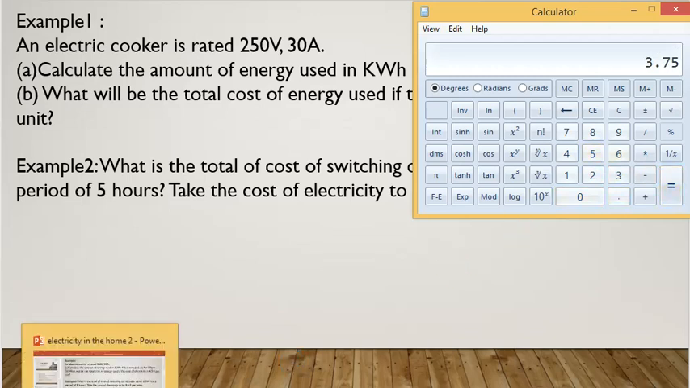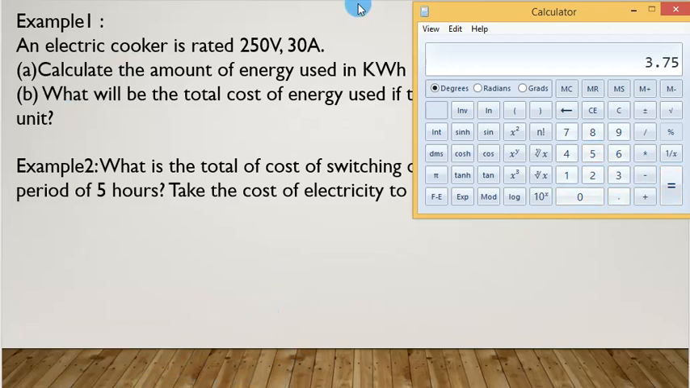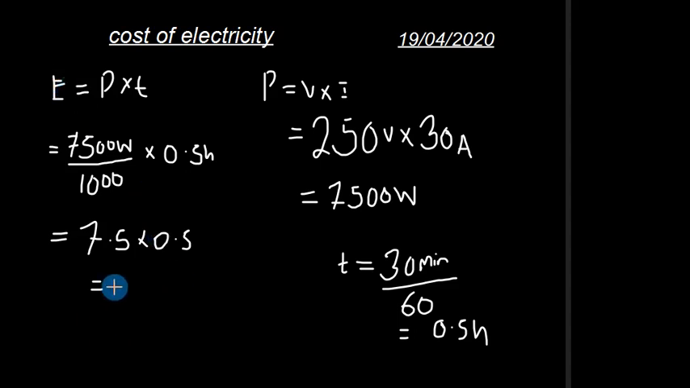So we go back to our work, and when we multiply, you get 3.75. Now this is in kilowatt hours. So that's what was desired from us. This is what the question was asking us to calculate, the amount of energy used in kilowatt hours. Now that we have done that, this was part A of our question. We can proceed to part B now.